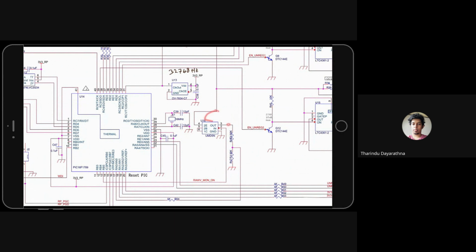But the problem is you cannot connect that voltage directly, because it can go to 4.2 volt maximum. Our ADC reading measurement range is 0 volt to 3.3 volt. Because of that, you have to divide it into half. Then we can measure.